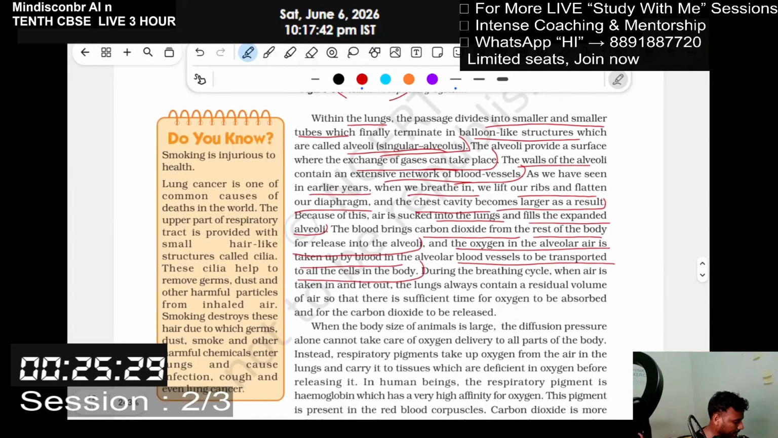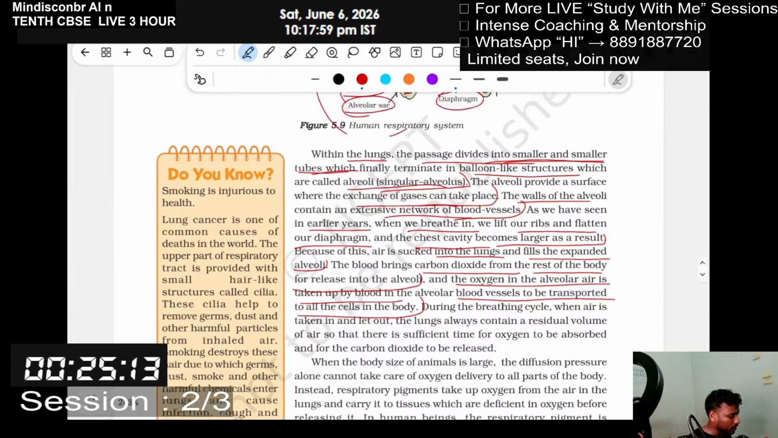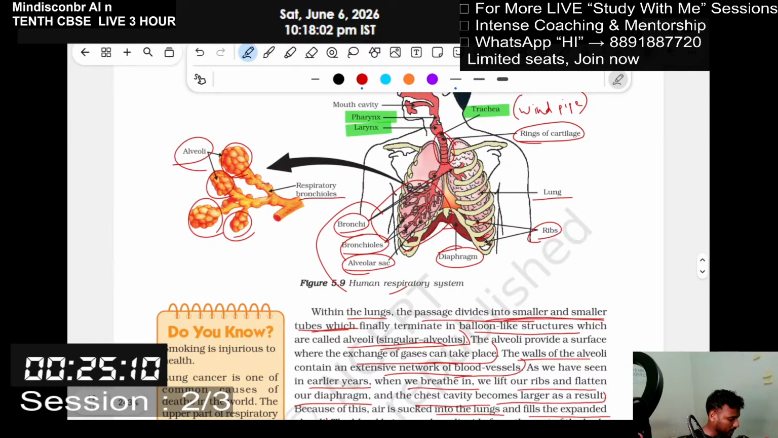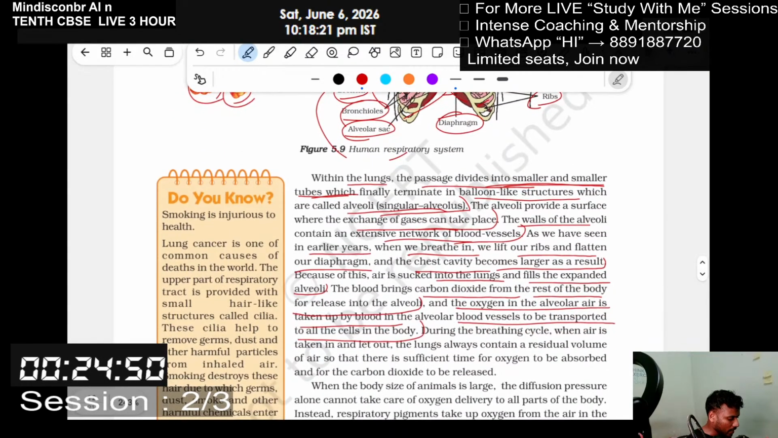What is this telling? Within the lungs, the passage divides into smaller and smaller tubes which finally terminate into a balloon-like structure which we call alveoli. That's clear. Alveoli is like a balloon-like structure, and there are tubes. The passage divides into smaller and smaller tubes that are called bronchioles. Bronchioles are tube-like structures. There will be two primary bronchi, and the bronchi is again divided into branch-like tubular structures that are called bronchioles, and the tip of the bronchioles is balloon-like or sac-like and is called alveoli. Singular is alveolus.